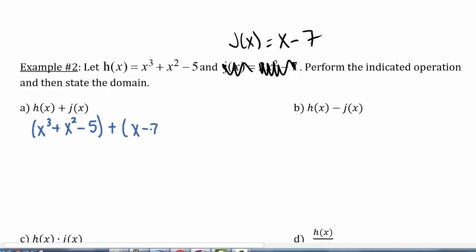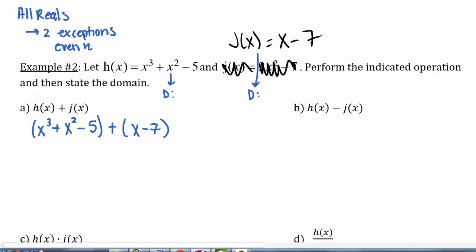plus x minus 7. Oh, and you know what I forgot to do is find my domain first, right? We're going to do that first for every problem. Okay, so you can finish writing that down, but then we're going to go back to domain. So remember, it's basically all reals, but we have 2 exceptions. Okay, even root means x has to be greater than or equal to 0, or a fraction means that the denominator can't equal 0.